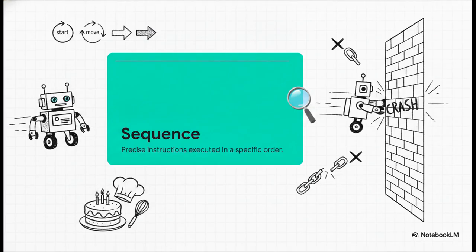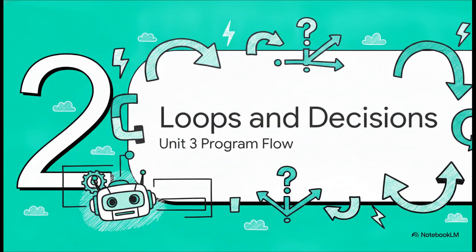Simple, right? But here's the problem. A sequence cannot make adjustments. If a wall is suddenly placed in front of the robot at second 2, well, the robot doesn't care. It's going to keep running its motors for that 3rd second, pushing blindly into the wall, simply because it's rigidly following its sequence.